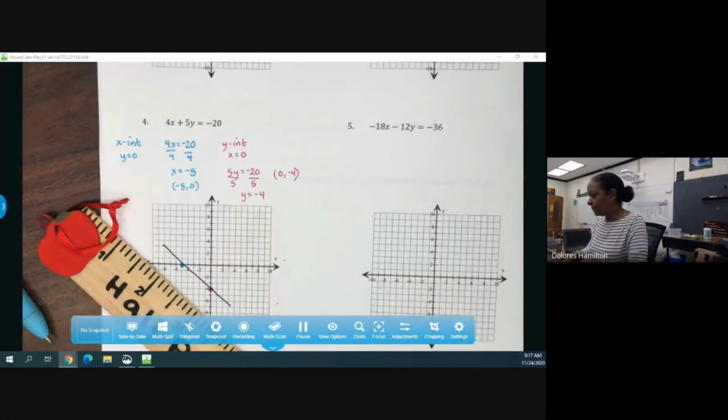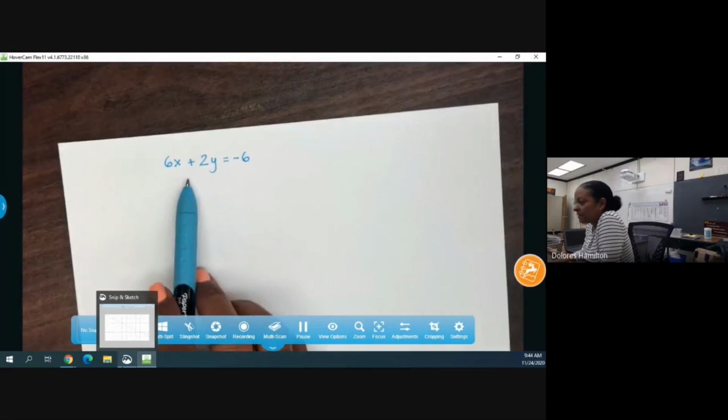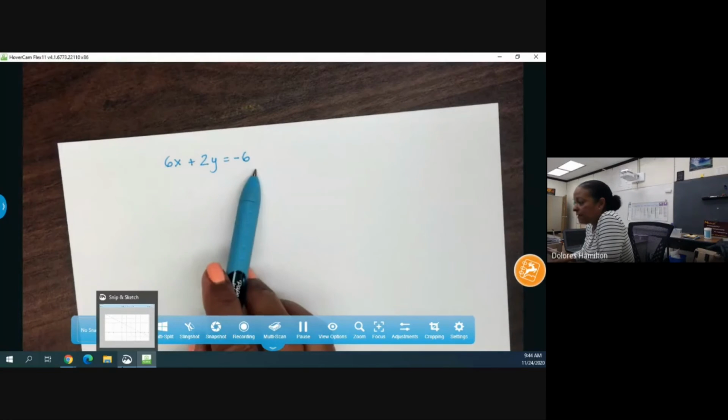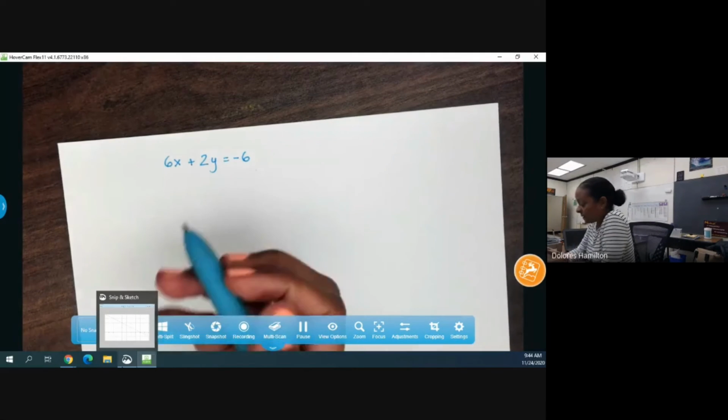And there's my line. Here's a question in Delta Math that's asking us to use technology to find the points and to graph that line. And so our objective for these problems is we're going to use the x and y intercepts to find those, and those are the two points that we're going to plot. So you see I've got the equation written here, and so we're going to find the x and y intercepts. I'll start with the x.